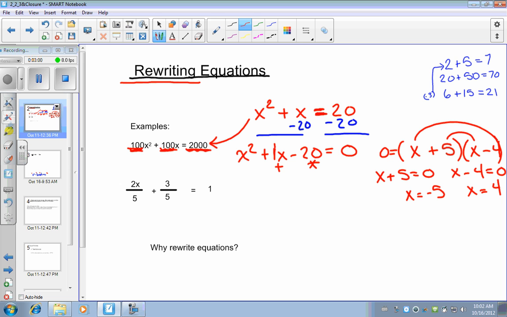So a lot of you don't like fractions, so in this case, I noticed that I could just multiply everything by 5. And when I do that, the denominator cancels in both of those fractions. So I end up with 2x plus 3 equals 5. Much easier problem to solve. You could solve that probably when you were in 8th grade. And so 2x equals 2 and x equals 1.